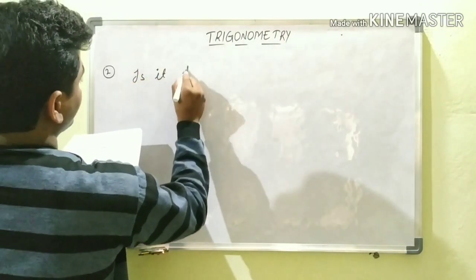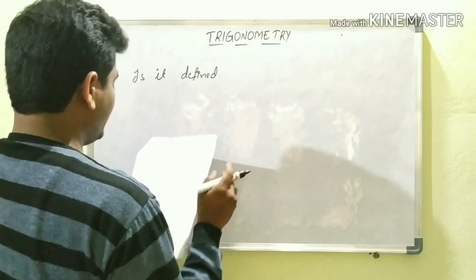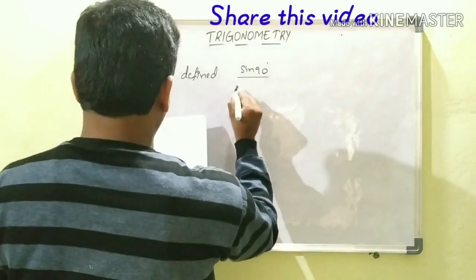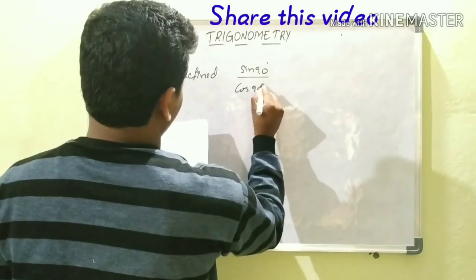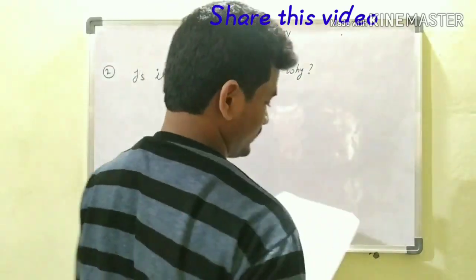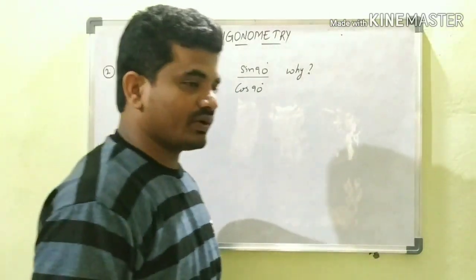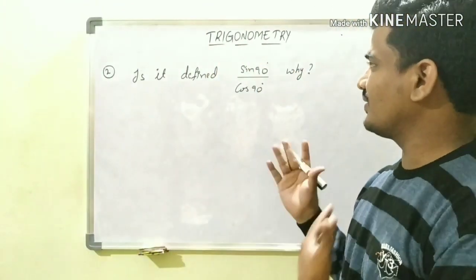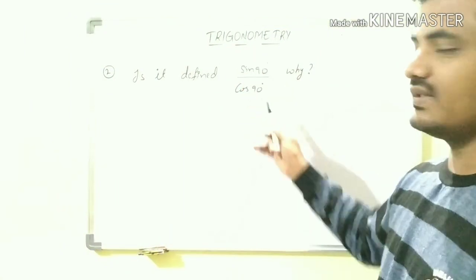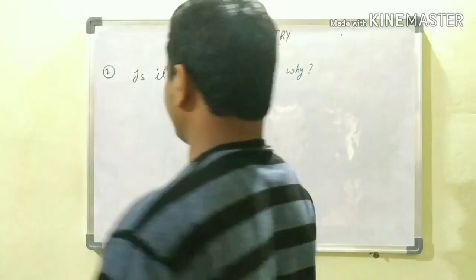Is sin 90 by cos 90 defined? Why? It is not defined because sin 90 is 1 and cos 90 is 0. Something by 0 is always not defined. So that is our answer.